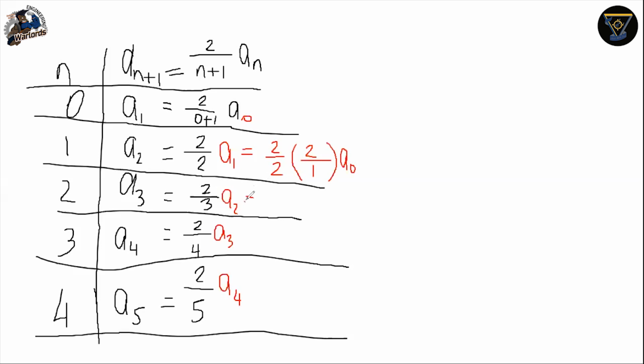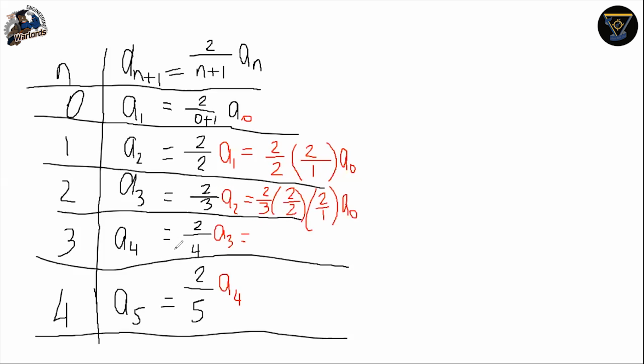Now we come down to this line. We have a3 is 2 over 3 a2. So we have 2 over 3 here. But where is a2? a2 is up here. a2 is 2 over 2 times 2 over 1 a naught, right? Because we have it here. So that's what we're going to do. So we have 2 over 2, 2 over 1, and we have our a naught.